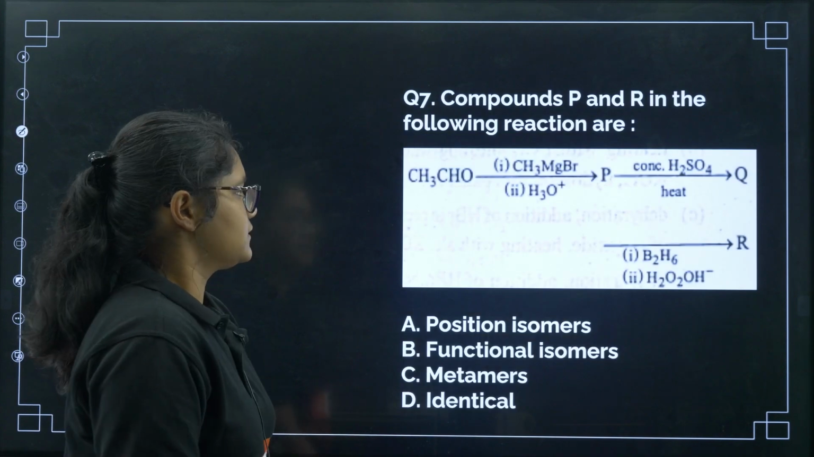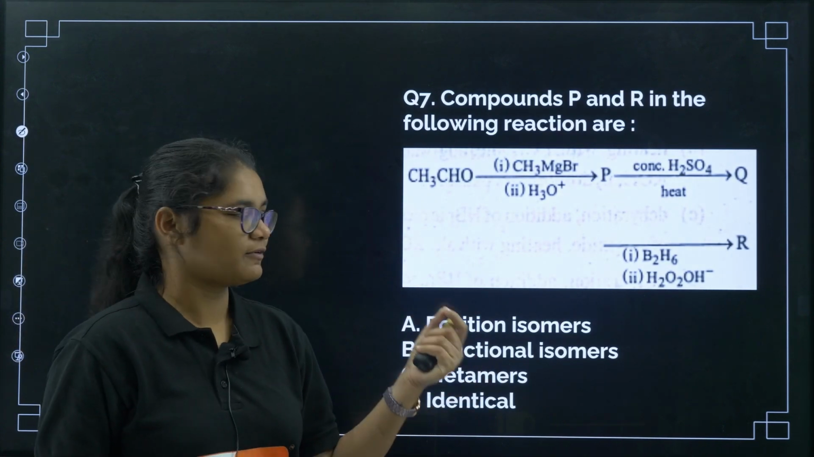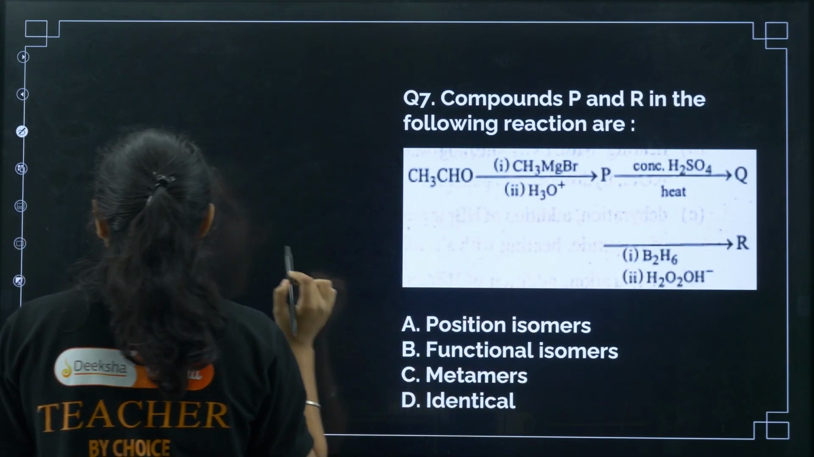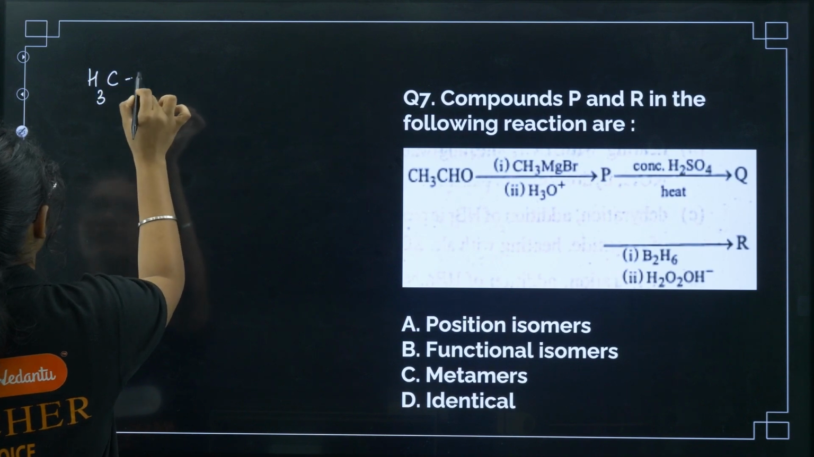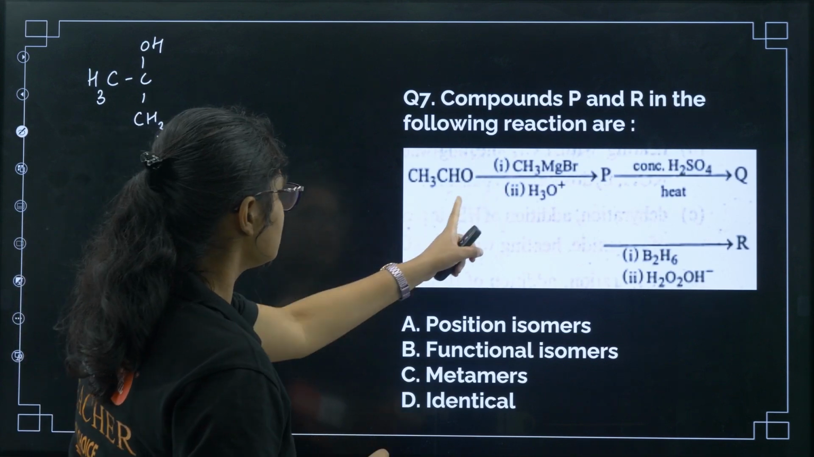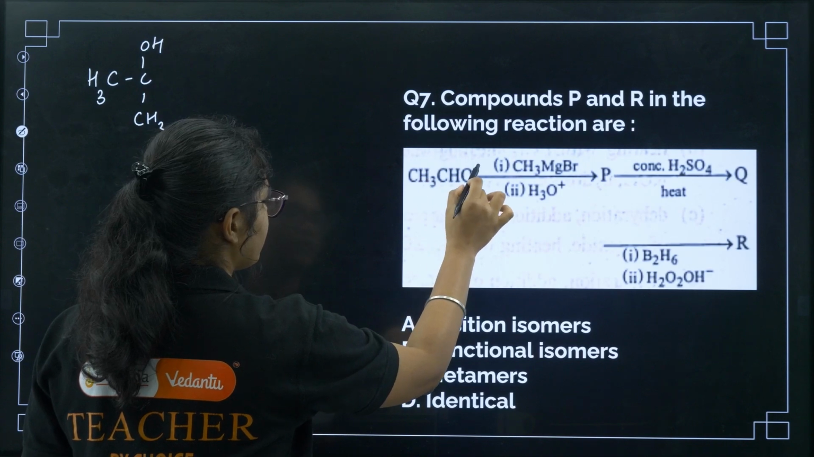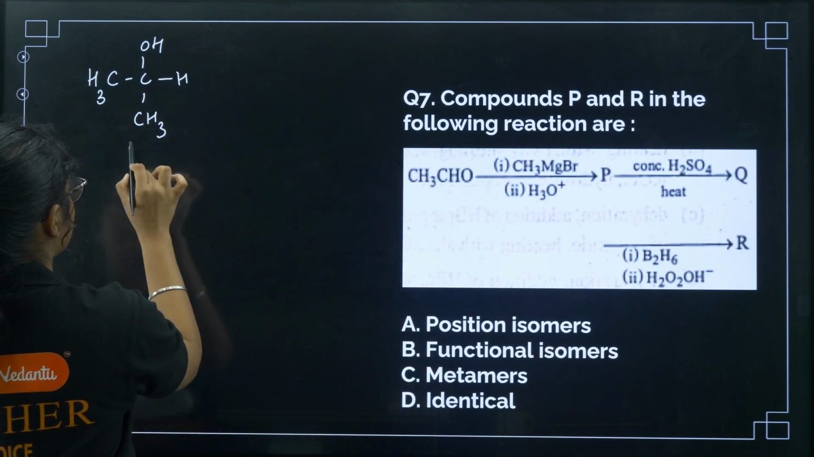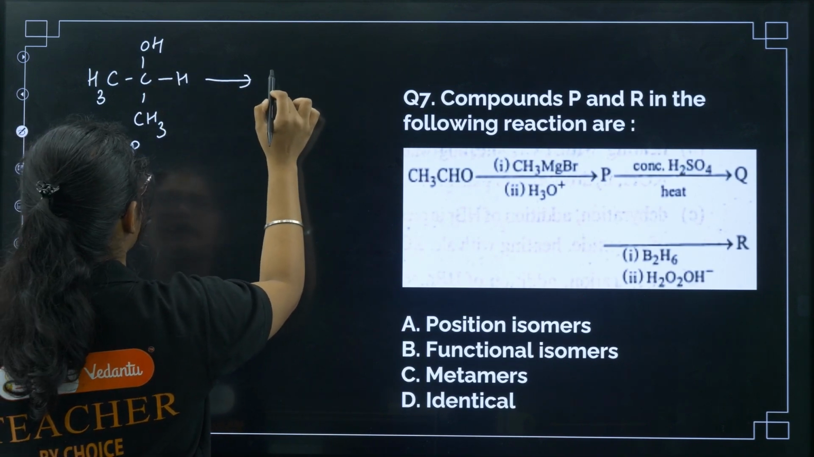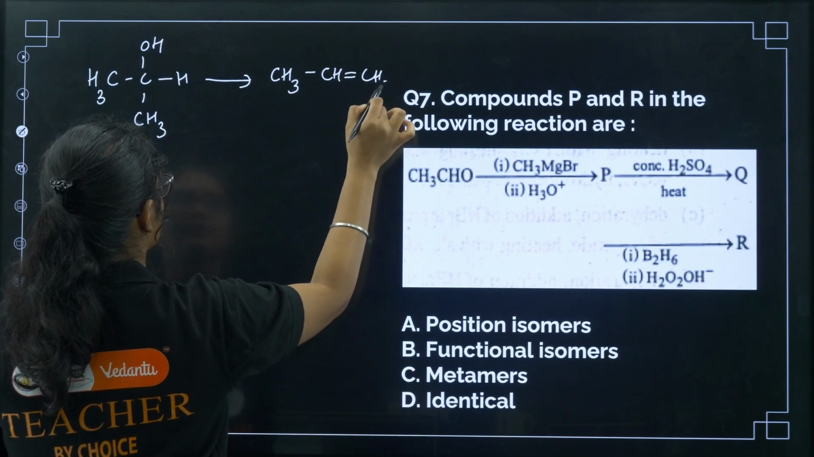Okay. Next, compounds P and R in the following reactions are. So a reaction is given and you need to identify P and R. First of all, CH3CHO is there and you are adding CH3MgBr, a Grignard reagent, so it is a nucleophilic addition reaction. So the product formed here will have CH3, C, OH and one more H. So this is your P, right? Then if you give concentrated H2SO4, what will happen? There will be dehydration and we will get propene, that is your Q.